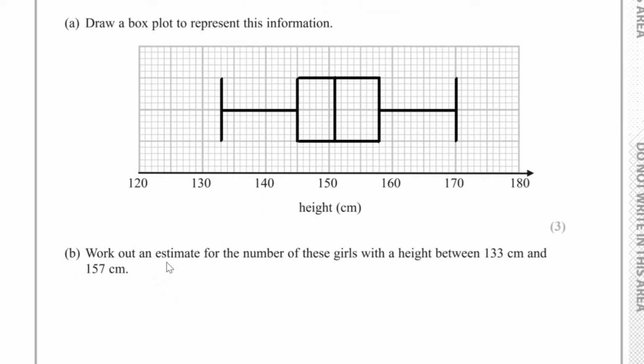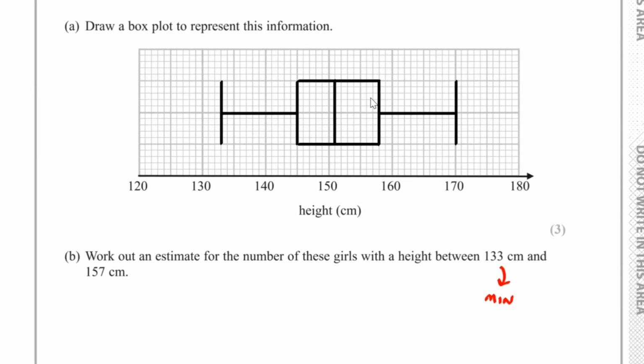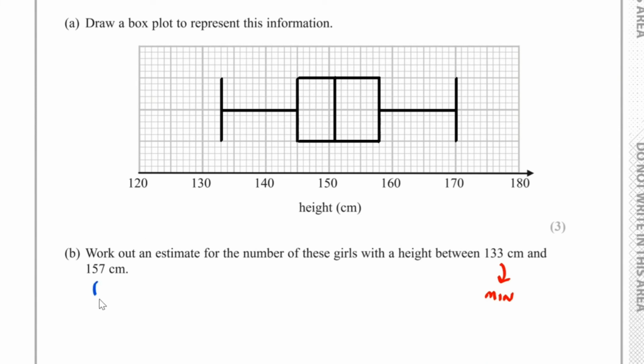And then for part B, we have to work out an estimate for the number of these girls with a height between 133 and 157. Well, we know that the 133 centimeters would correspond to the minimum, that's given here, and the 157 would correspond to the upper quartile.